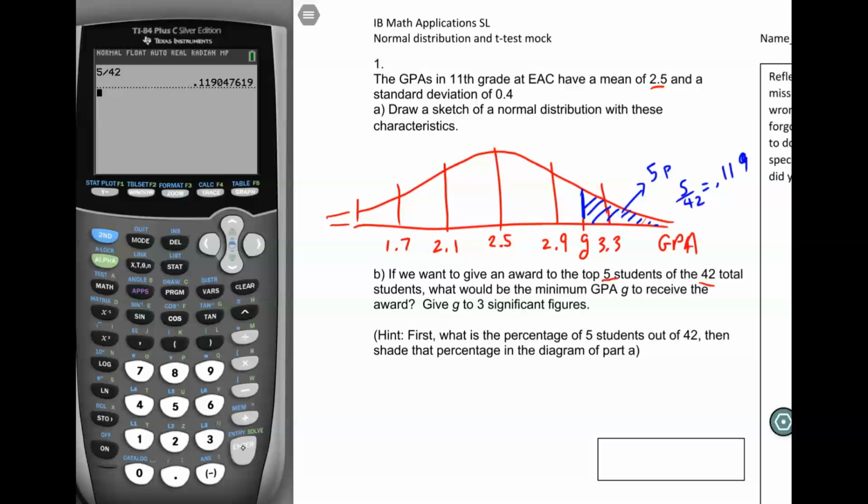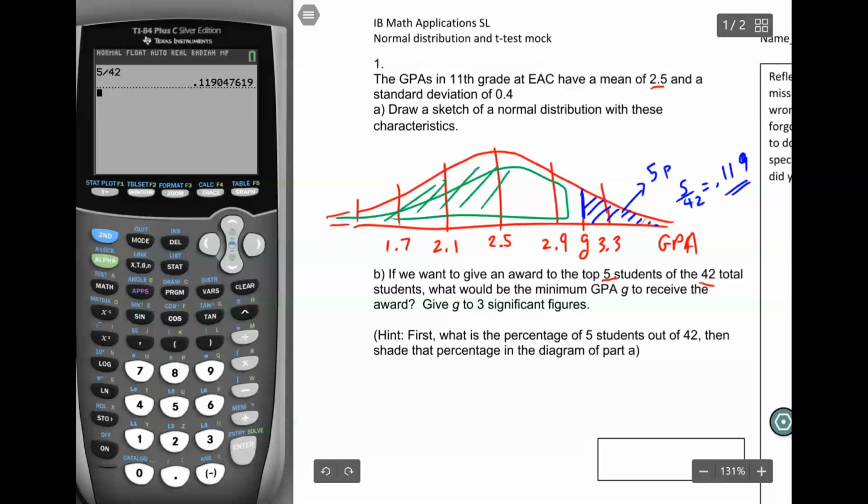Now that we figured out that this blue area here is actually 0.119, we know how to figure that out, right? Now, I have an old calculator here. So with the old calculator, what I need to do is figure out the left area, this green area here, and that I put into the old calculator. If you have a new calculator, you can use the blue area, 0.119, and put that directly in the calculator.